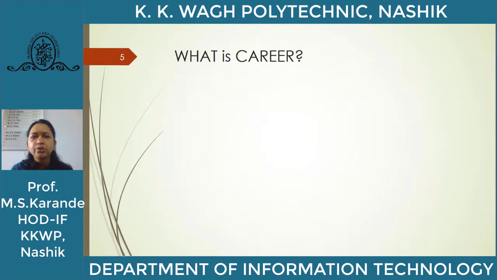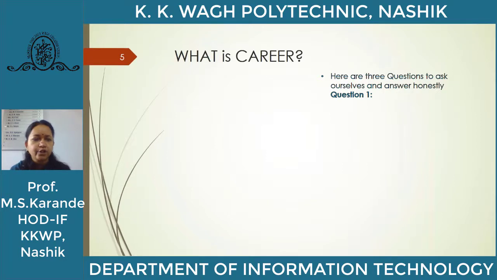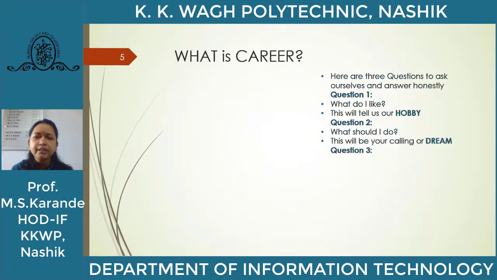But most of the time, the difficulty is that we don't know how to find out our career, right? So let me help you with your career. Basically, whenever you're trying to decide your career, you have to decide on three questions. First question is, what do I like? You have to answer this question, and whatever will be the answer will tell you about your hobby. Second question that you should ask yourself is, what should I do? The answer to this question will tell you about your dream.